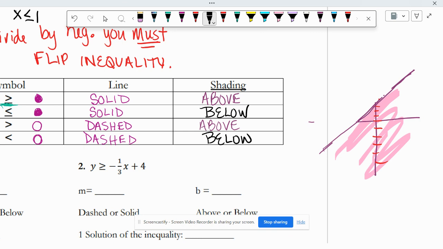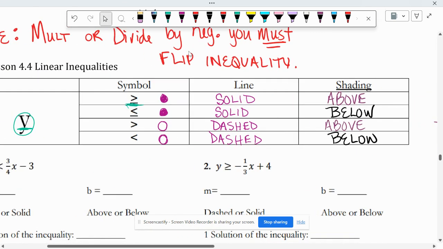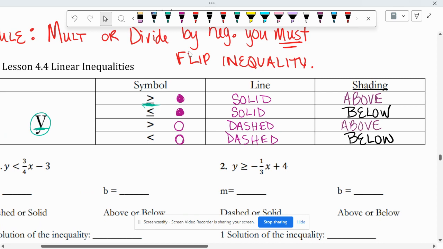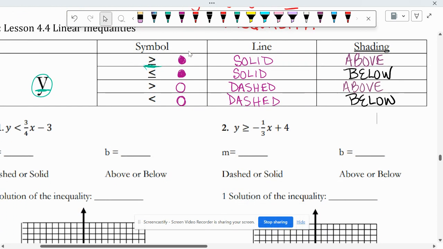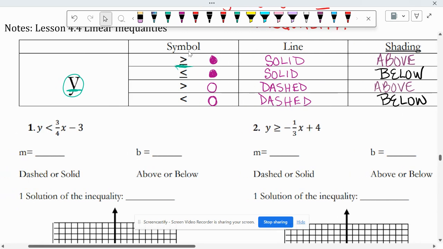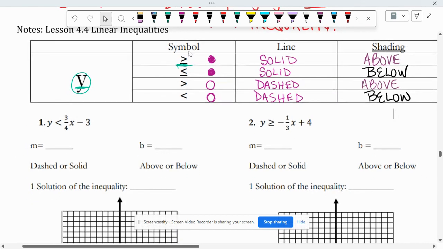Okay. So this is kind of like the rules to graphing inequalities. If it's greater than or equal to, or less than or equal to, your line is going to be solid. If it's just greater than or less than, meaning no bar underneath, not including, it's going to be dashed. And then if it's greater than or greater than or equal to, you shade above the line. Less than or less than or equal to, you shade below the line. Does that make sense? So let's just practice it.